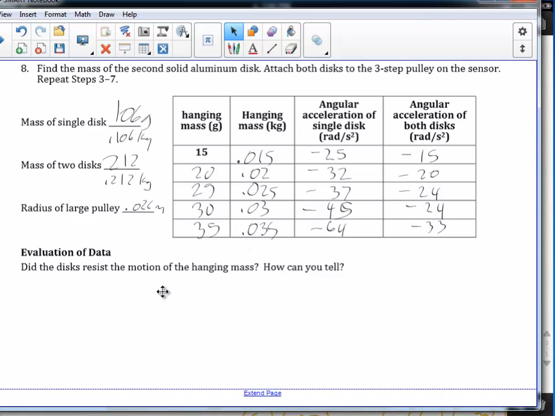Now, did the disks resist the motion of the hanging mass, and how can you tell? Well, if you look, two disks had almost half the angular acceleration of one, so yes, they did. If they didn't resist the motion, then the mass wouldn't have mattered. The number of disks wouldn't have mattered.